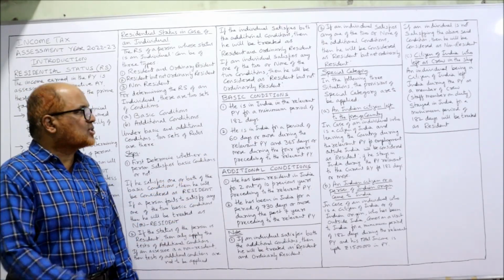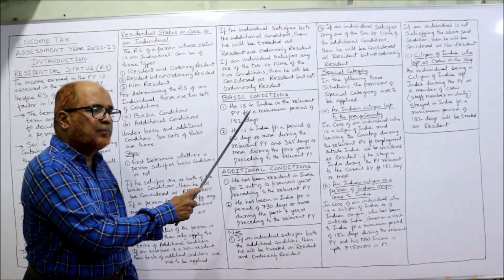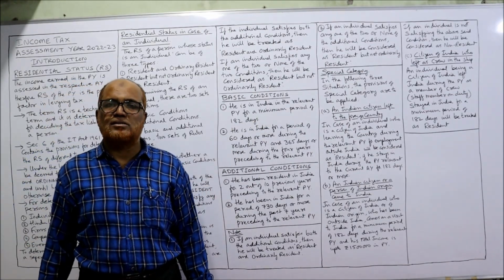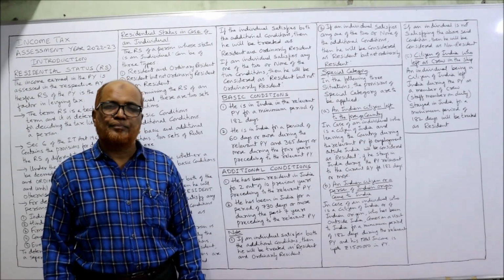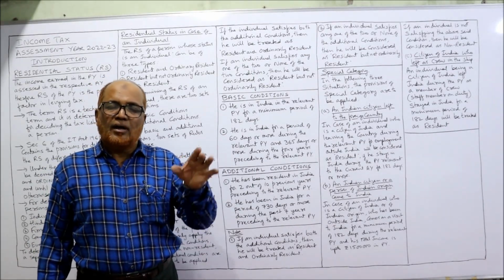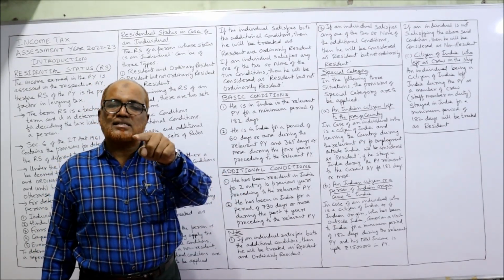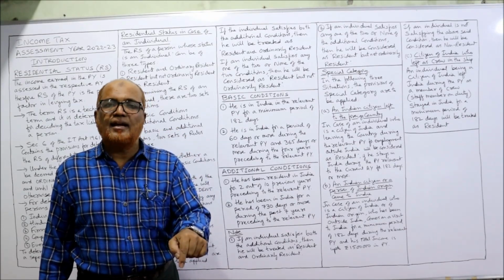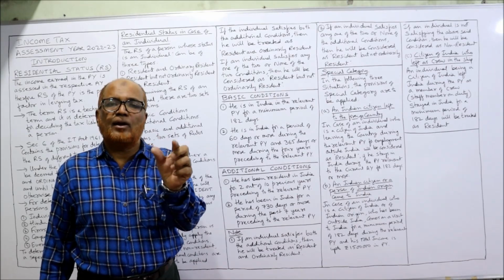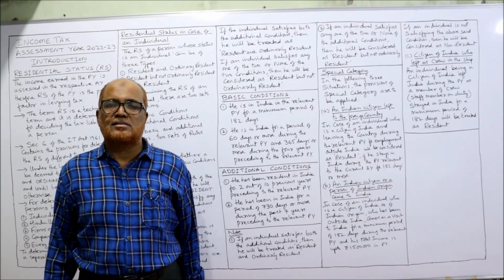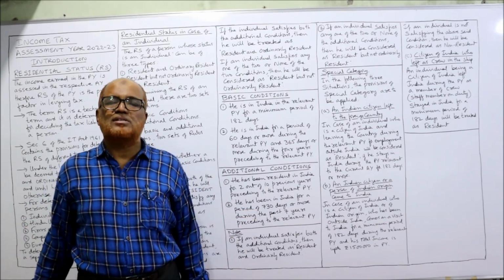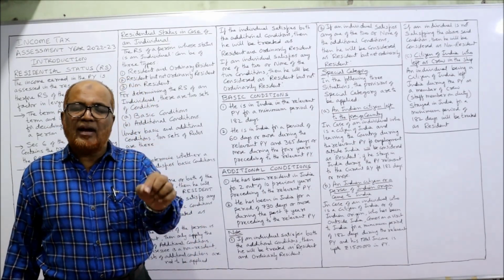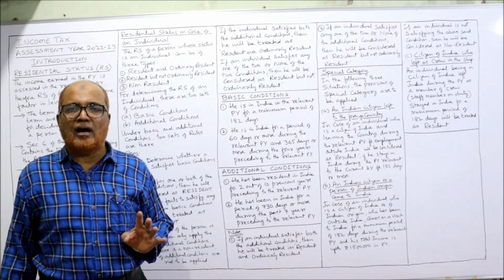The first basic condition says he is in India in the relevant previous year for a minimum period of 182 days. Very important. First basic condition. During the current previous year, the SSC must stay in India for a minimum period of 182 days. A year consists of 365 days, so in the whole year, minimum 182 days he should stay in India.